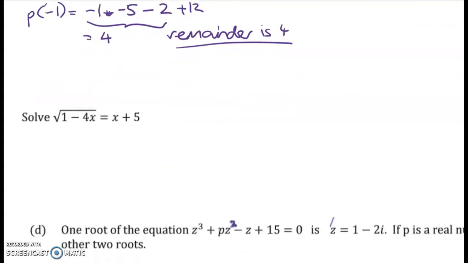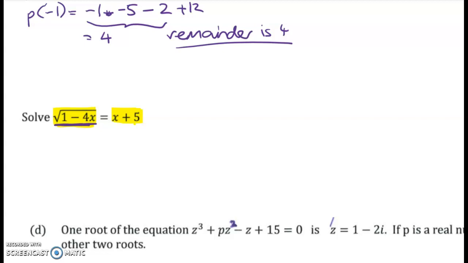Next one is an equation with surds. Now, we looked at these quite a bit in class. When we've got a surd on one side and just normal linear stuff on this side, all we have to do is square both sides, and then we're going to rearrange. But the big thing with questions like this is that we must go back at the end and check that what looks like a solution really is a solution.